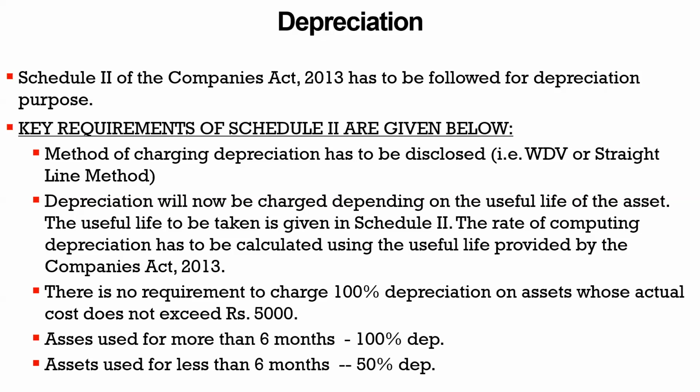So in between, this one thing came: there is no requirement to charge 100% depreciation on assets whose actual cost does not exceed 5,000. Earlier, if the asset value was less than 5,000, then you charged everything to the profit. Now, if you want, you can add it to the assets and charge depreciation.